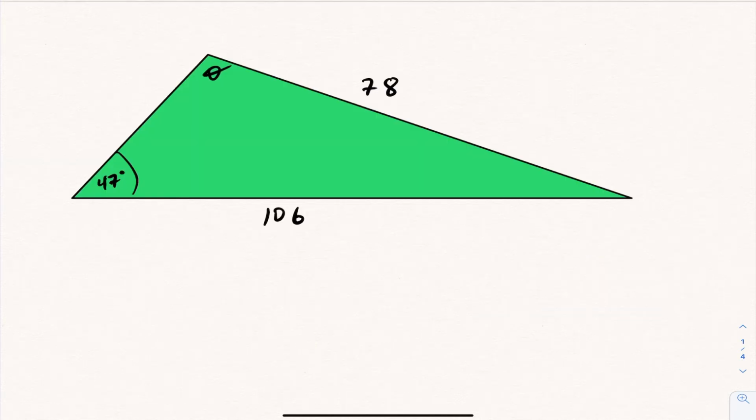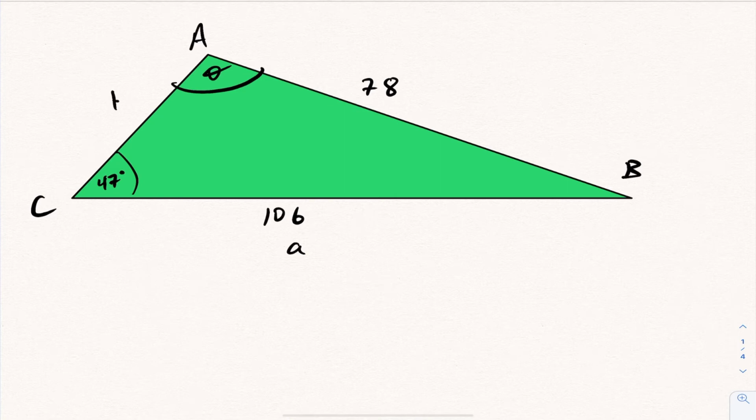So for this triangle here, now instead of solving for the lengths of sides, we want to solve for the angle. So I want to solve for angle theta here. So let's take a look. I'm going to first label my triangle. So we're going to go A, B, C. Across from angle A is length A. Across from angle B, length B. Across from angle C, length C.